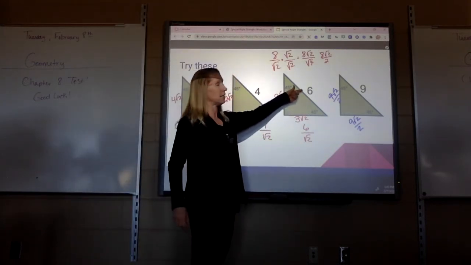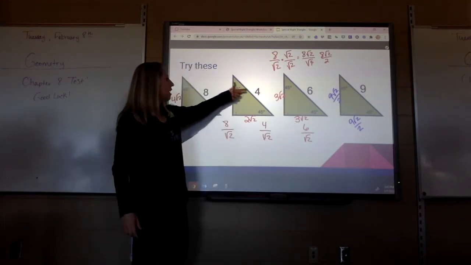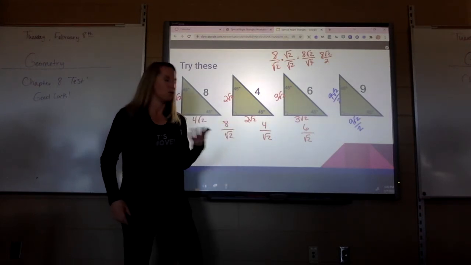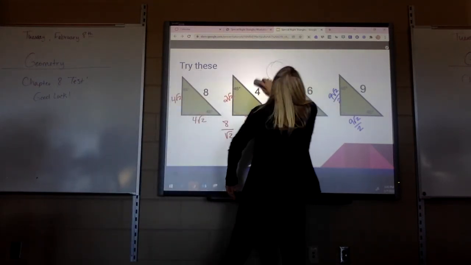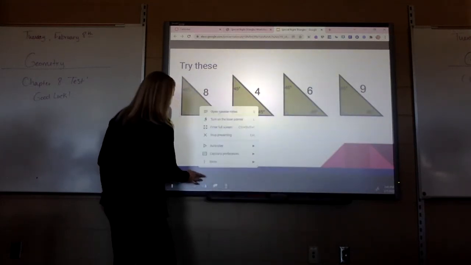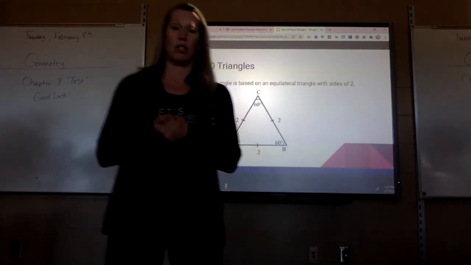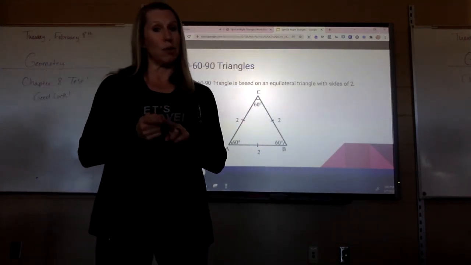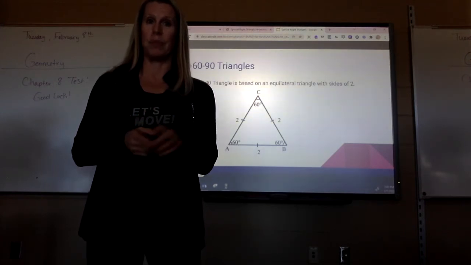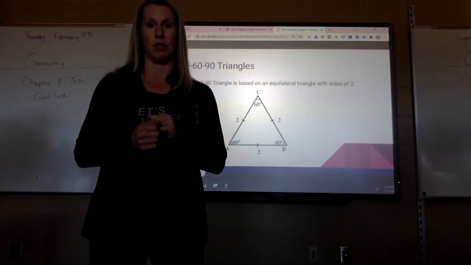Which really, this is 6 radical 2 over 2. It just reduces to 3 radical 2. And this is really 4 radical 2 over 2. It just reduces to 2 radical 2. Okay, so I hope you are feeling okay with 45, 45, 90 triangles. Just remember that the legs are always the same, and the hypotenuse is the leg times radical 2. If you know the hypotenuse, to go backwards, you divide by radical 2.